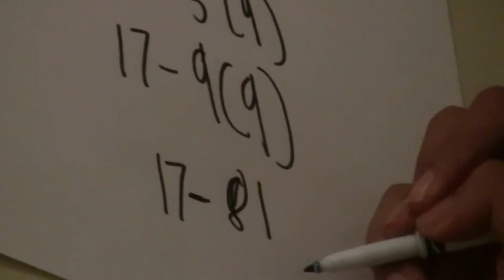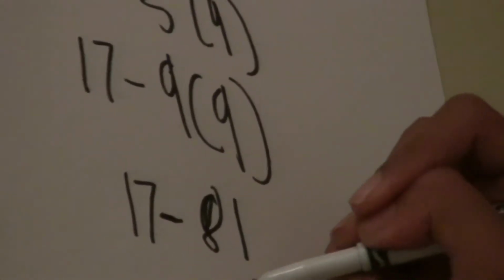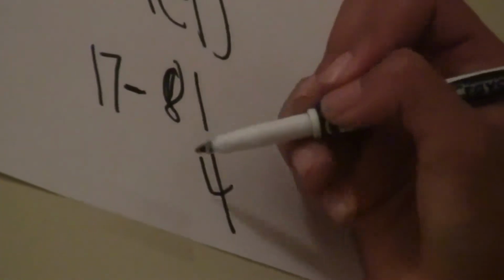Now, we'll have to go over integers. So, 17 minus 81 would be negative 64. Let's do another example.